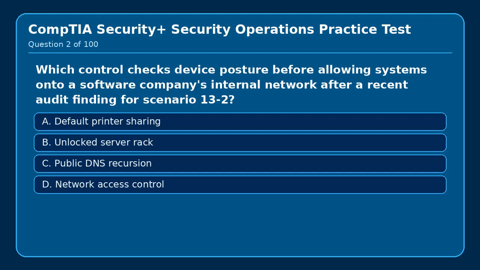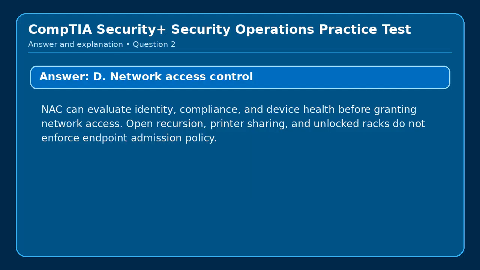The answer is D. Network access control. NAC can evaluate identity, compliance, and device health before granting network access. Open recursion, printer sharing, and unlock racks do not enforce endpoint admission policy.